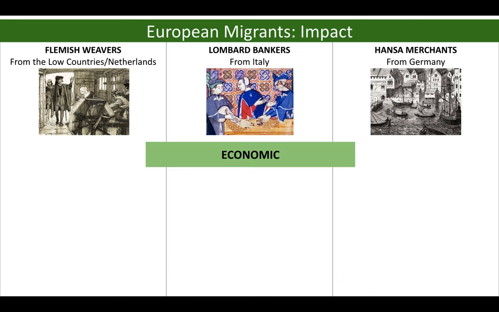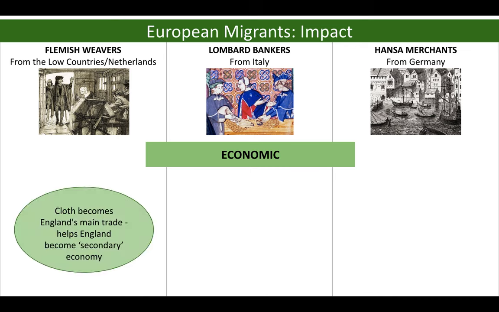In terms of their impact, it's mainly economic, like with the Jews, but again, it's very, very significant. The Flemish weavers are such successful cloth traders that cloth becomes England's main source of wealth, and they actually help develop England's economy from a primary economy where people make their money from farming to a secondary economy where people make their money from making things and selling them. So they literally help England develop as a country.